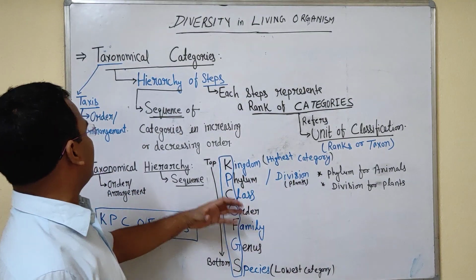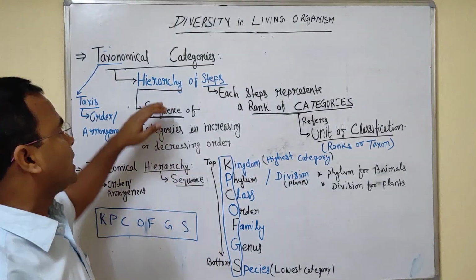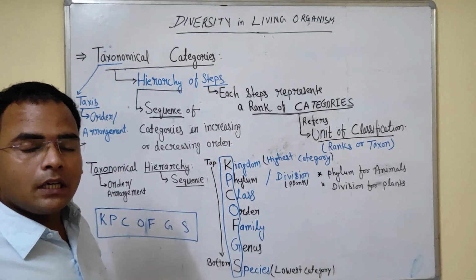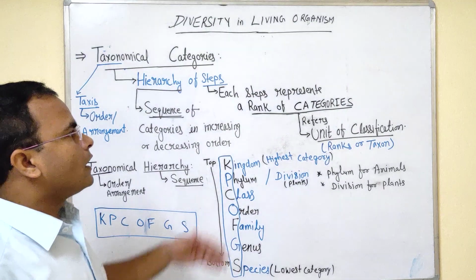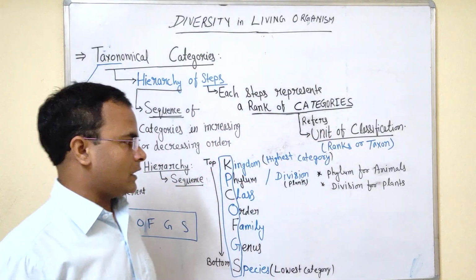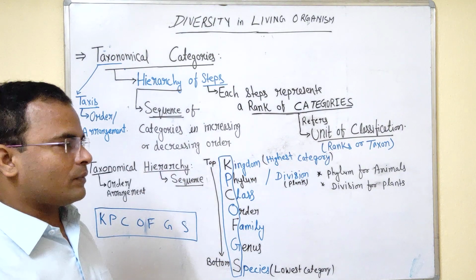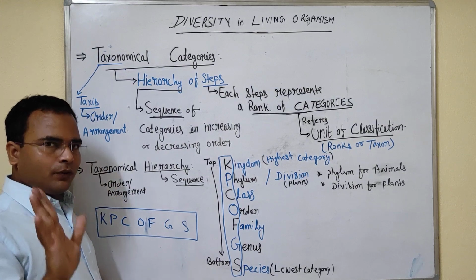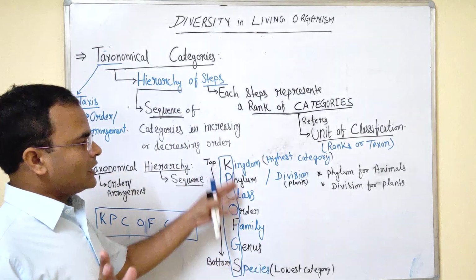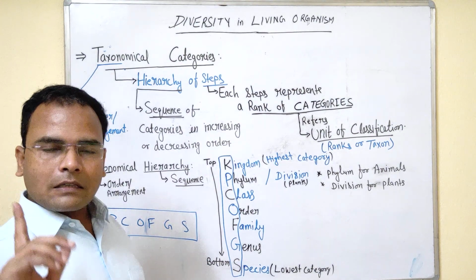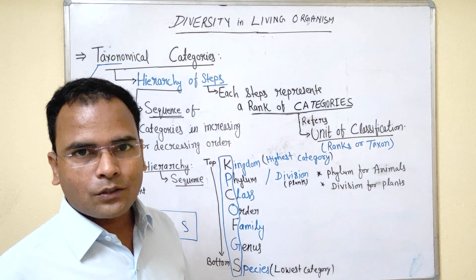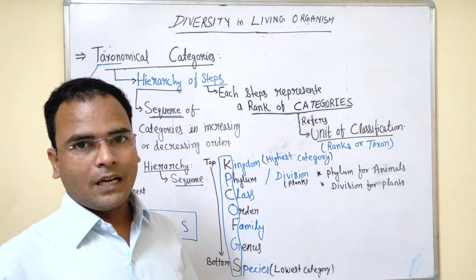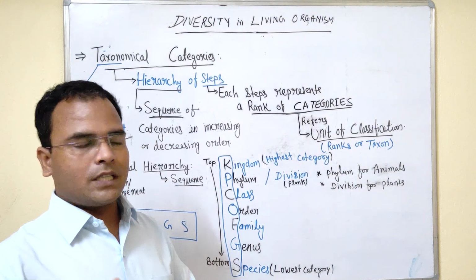So how have these steps been sequenced? The hierarchy is clear from the name. Hierarchy means the sequence of the categories, in increasing or decreasing order. Categorization means we have provided different ranks. So if we understand the taxonomical hierarchy, it is very simple, clear from the name. Taxis means order or arrangement, and hierarchy is a gradual, stepwise study.